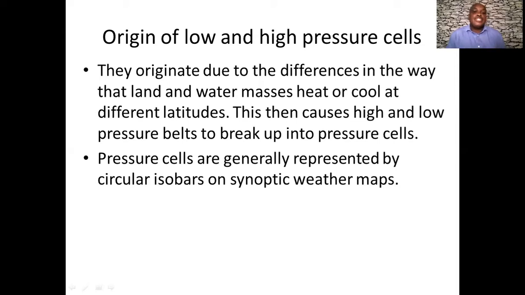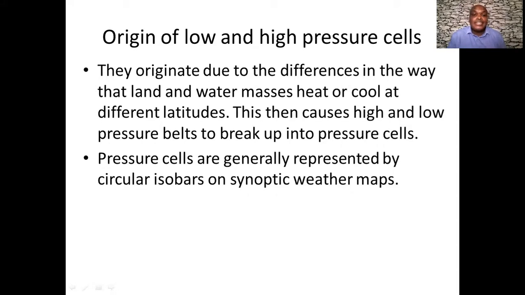They originate due to the differences in the way the land and water masses heat or cool at different latitudes. That's why we have low pressure cells and high pressure cells. This then causes high and low pressure belts to break up into pressure cells. It can be pressure cells of high pressure or low pressure.